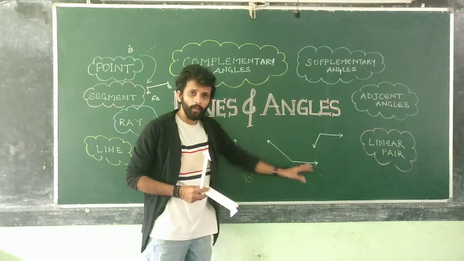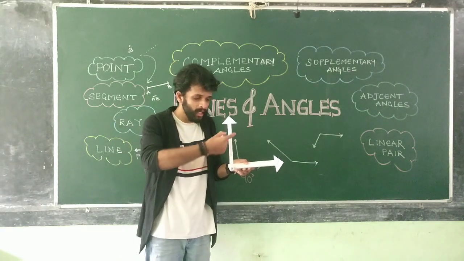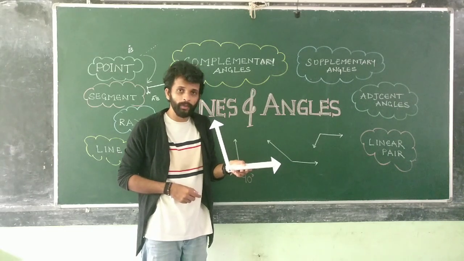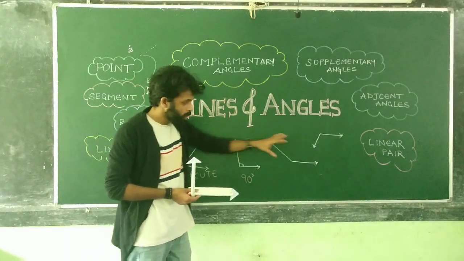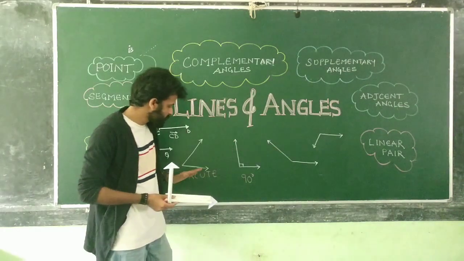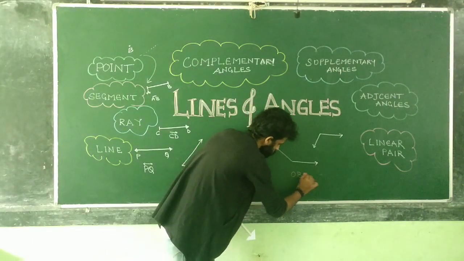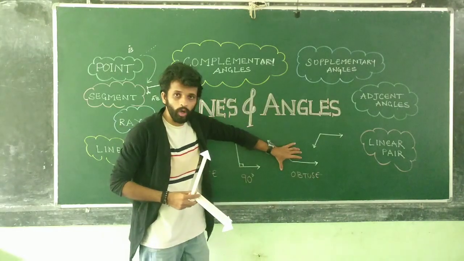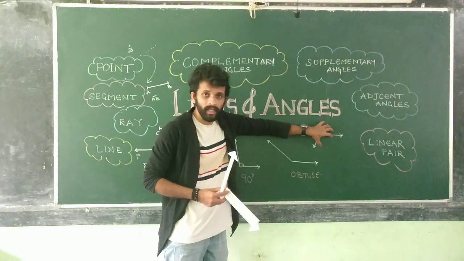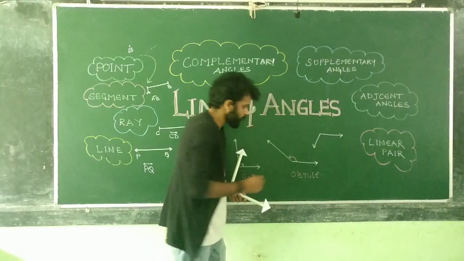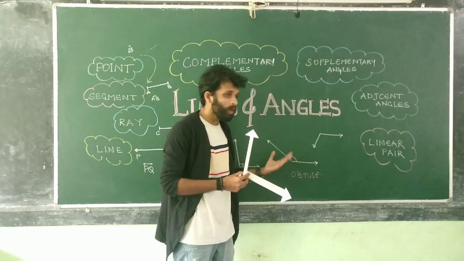This will be called an obtuse angle. This is your right angle, and anything more than that, the moment it crosses 90, will be called an obtuse angle. So, acute, right angle, that is 90, and then obtuse. Acute, 90, obtuse. This angle will be called a reflex angle. So reflex angle means what? Anything that is extending beyond 180 degrees.